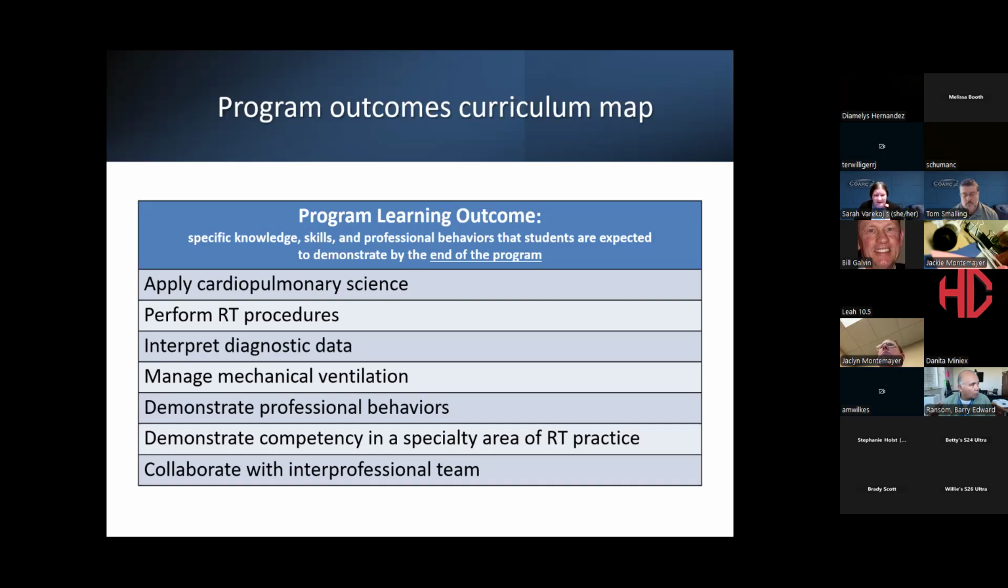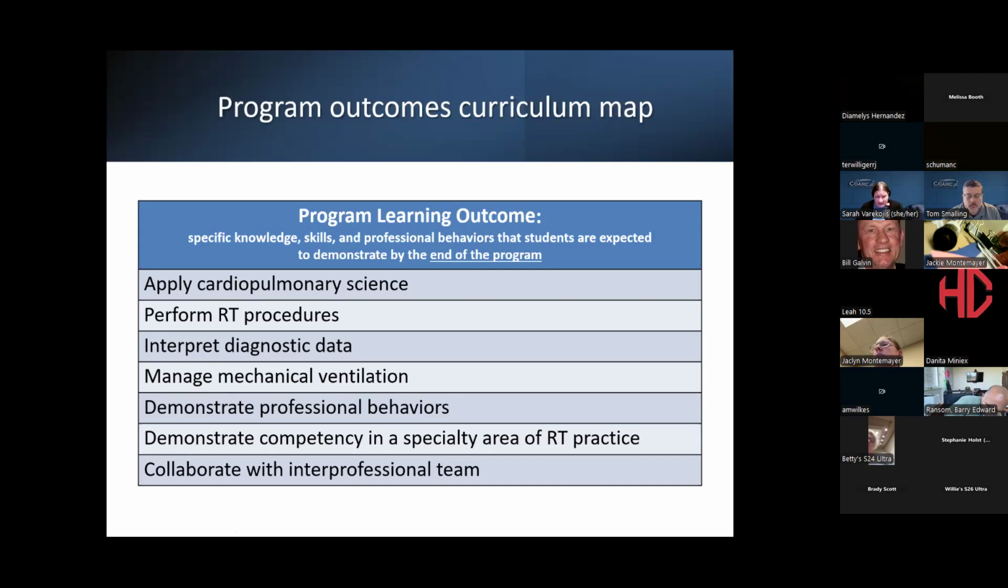So again, we would start with a list of program learning outcomes, and it could be things like apply cardiopulmonary science, perform RT procedures, interpret diagnostic data, manage mechanical ventilation, demonstrate professional behaviors, competency in a specialty area of RT practice. There are a lot of degree advancement programs that have that. Collaborate with an interprofessional team. This is also not a comprehensive list, and it's also not fully developed, right? It would take a lot more to fully develop all of these. But we're just going to use this list to illustrate the process of building a curriculum map around some learning outcomes.